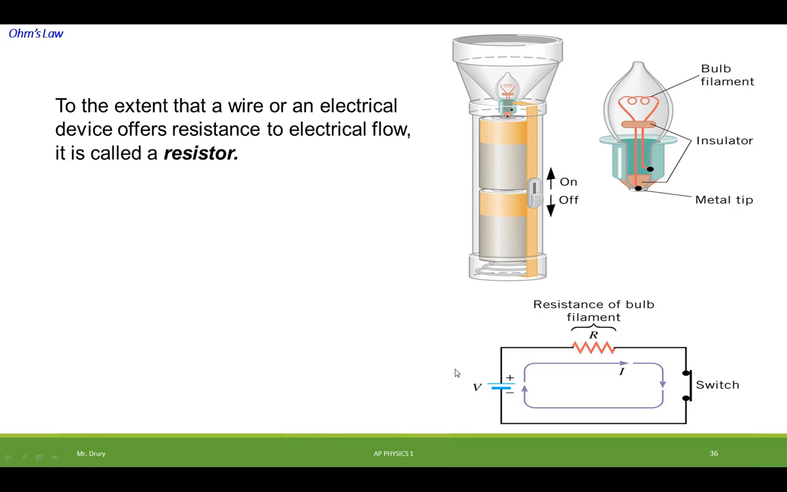To the extent that a wire or an electrical device offers resistance, it's called a resistor. So sometimes we put resistors in circuits to limit the current that goes through them.